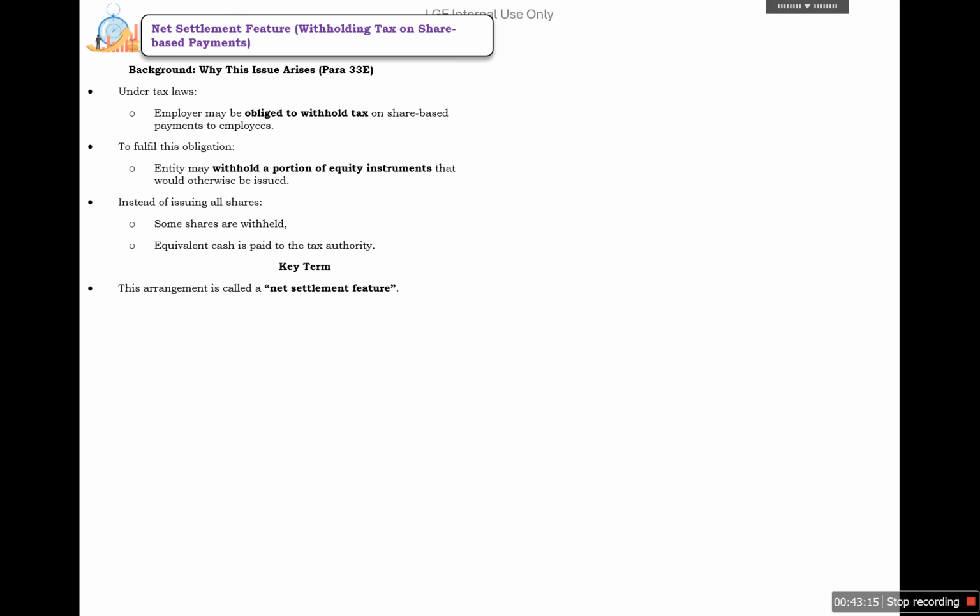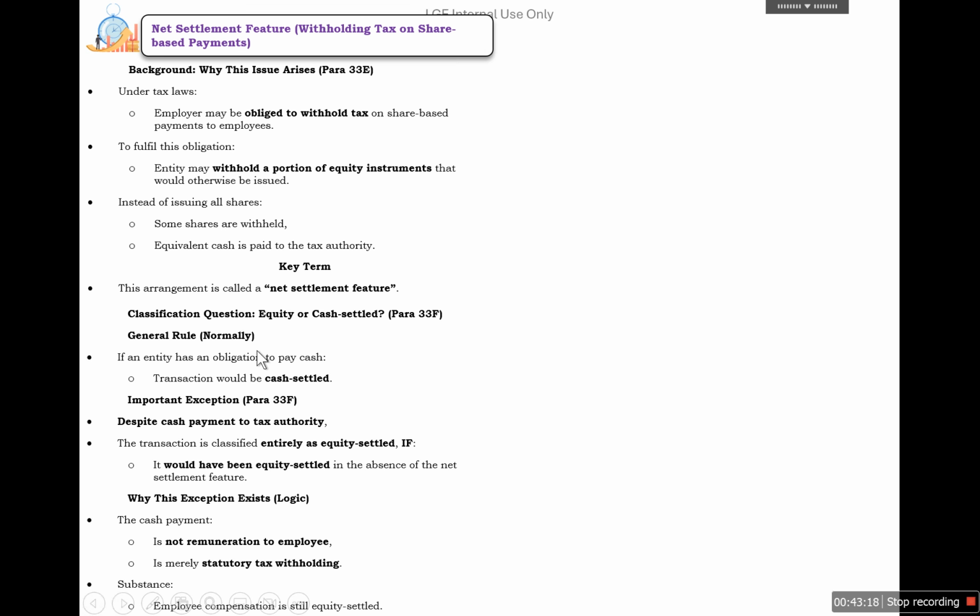This arrangement is called a net settlement feature, and whether it will be equity or cash settled, we need to understand. The general rule is that if an entity has an obligation to pay cash, it is considered cash-settled. But there is an exception to this rule: despite the cash payment to the tax authority, the transaction is classified as equity-settled if it would have been equity-settled in the absence of the net settlement feature. So because of the cash payment to the government authorities, it is not considered a cash-settled transaction.